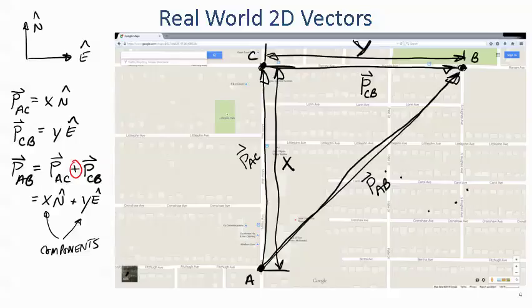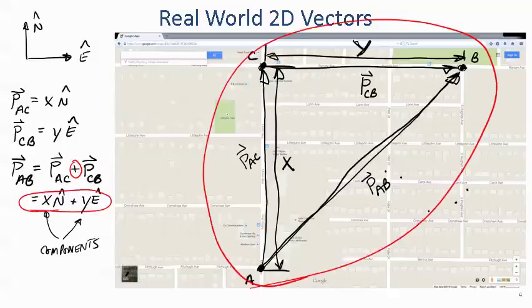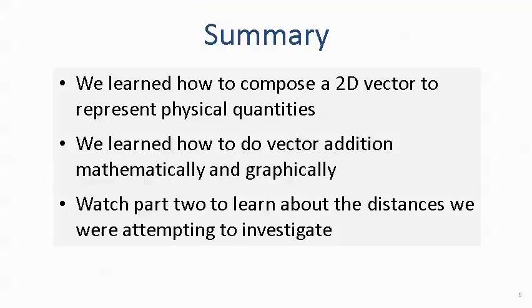So now we have looked at vector addition mathematically and graphically. In summary, we learned how to compose a 2D vector to represent physical quantities like walking from one point on the map to another point on the map. We also learned how to do vector addition mathematically and graphically. So please watch part 2 so we can learn about distances, which is the original problem we wanted to investigate.